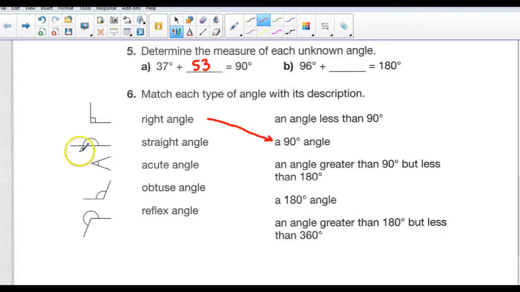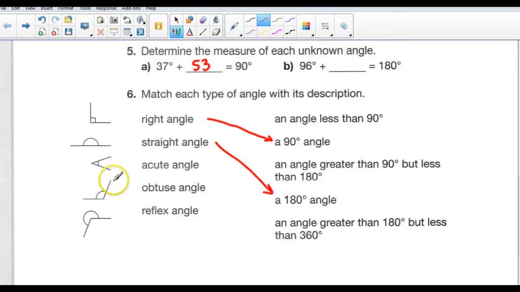A straight angle. Well, we know that if we take this 90 degrees and we drop it down so it's a straight line, okay, that's basically half a circle, and that gives us an angle of 180 degrees. So a straight angle is just an angle that measures 180 degrees.